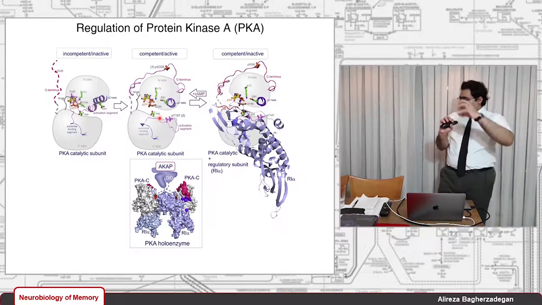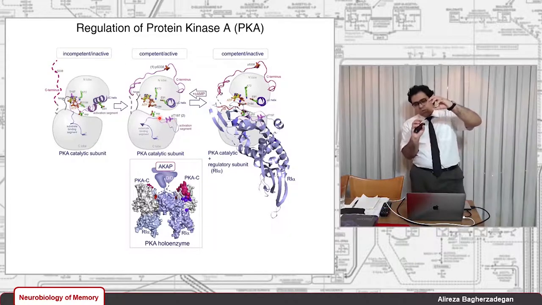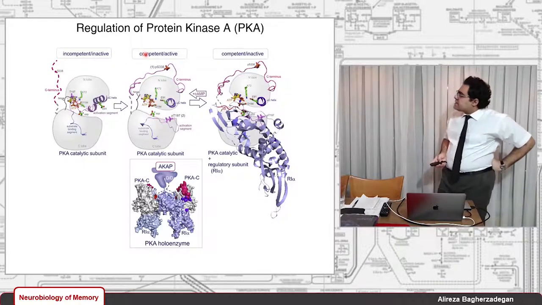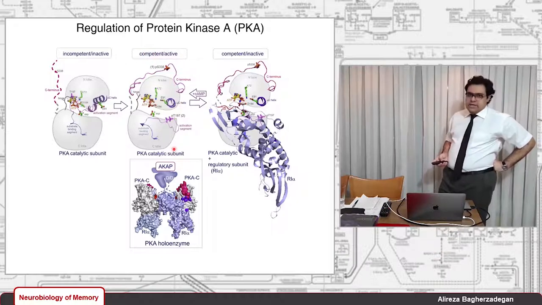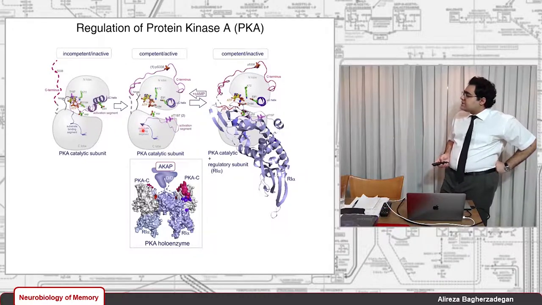So the N lobe and the C lobe, both of them undergo important rearrangements or conformational changes, and they make a competent active protein kinase A. Some rearrangements happen also in the substrate binding segment, and also in the activation segment, as well as the N lobe.